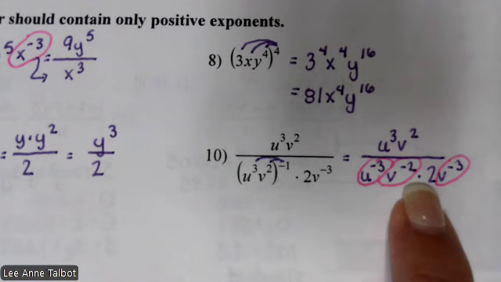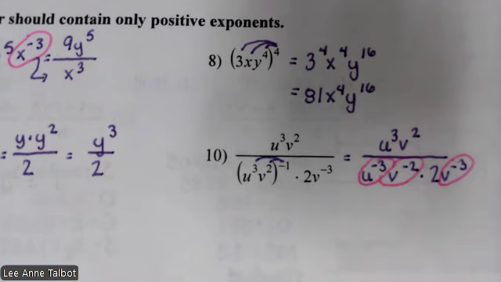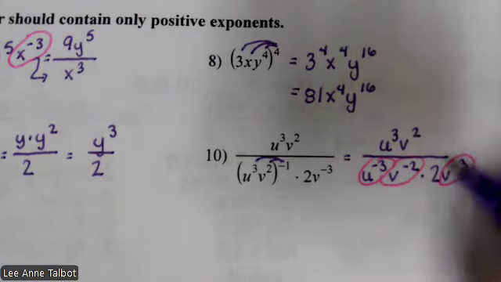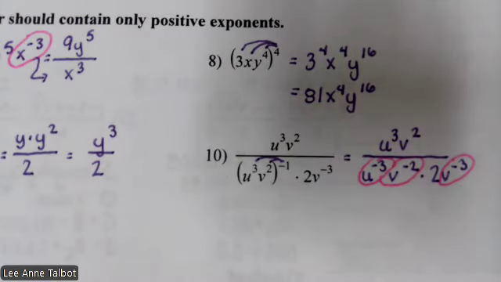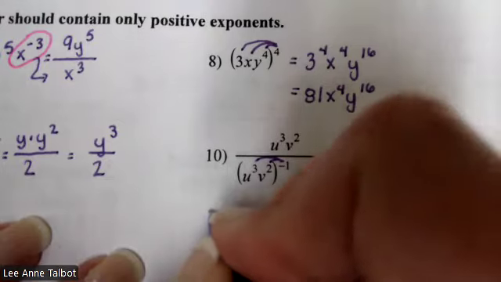Make sure that you do not link the 2 with the v to the -3. Those two guys are multiplied together, but they're not one term. Okay, that's wrong. They are one term, but they're not one exponent. 2 has his own exponent of 1, is what I'm trying to say. Okay.